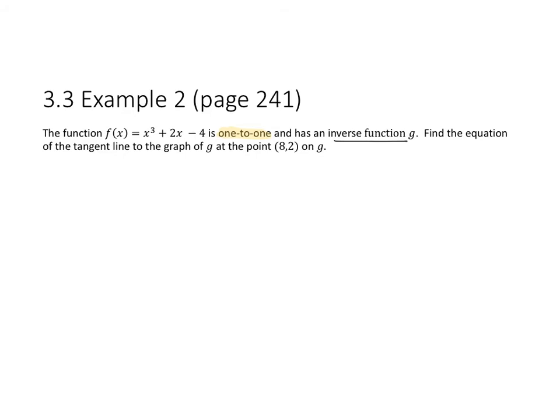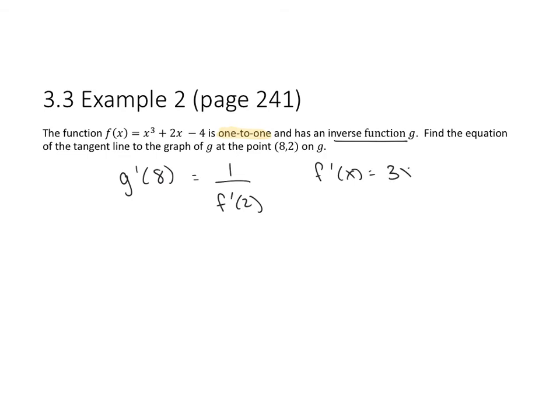I know that that's a review from Algebra 2, but I just wanted to loop back and make sure that you remembered it. Find the equation of the tangent line to the graph of g at the point (8, 2) on g. So we're trying to find g prime of 8, and we're going to do that by finding 1 over f prime of 2. So first let's find f prime of x.